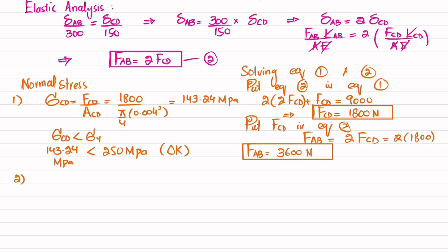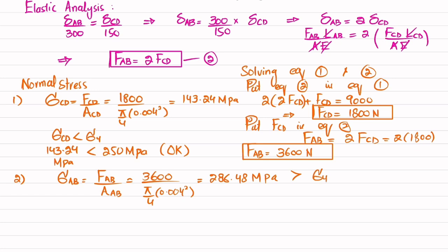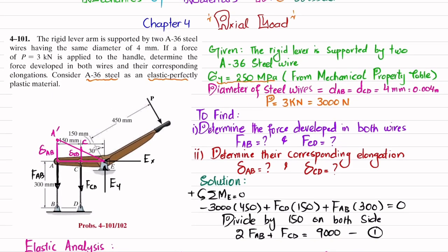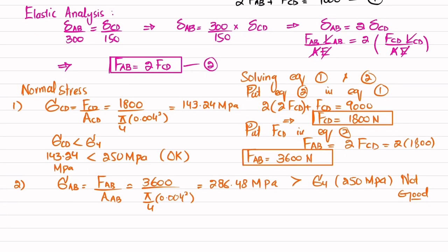Now we will find the stress in wire AB. Stress in wire AB is equal to force in AB divided by area of AB. So the force is 3600 divided by the area, pi by 4, again with diameter 0.004 square. When you solve this, you will get stress equal to 286.48 megapascal. You can see this is greater than the yield stress, which is 250 megapascal, so this is not good. Why not good? Because it is given that the material behaves elastically, perfectly plastic, and it is exceeding the yield stress.